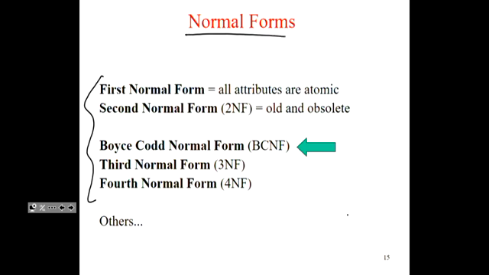Basically, they describe what the eventual criteria for the decomposed relations must satisfy. The first 2 normal forms are not something we're going to cover. These are no longer considered to be relevant. The next 3, in fact, maybe just these 2 are the ones that we're going to cover in class. So let's start with the Boyce-Codd normal form.